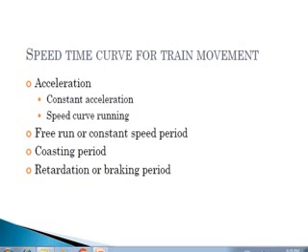Thank you. So in that way we can define the speed time curve of the train movement, and the total duration of the speed time curve is divided into portions. One is the running part, one is the free running part, third is the coasting period, and fourth is the braking period. That is the total speed time curve showing how the train movement is going on.